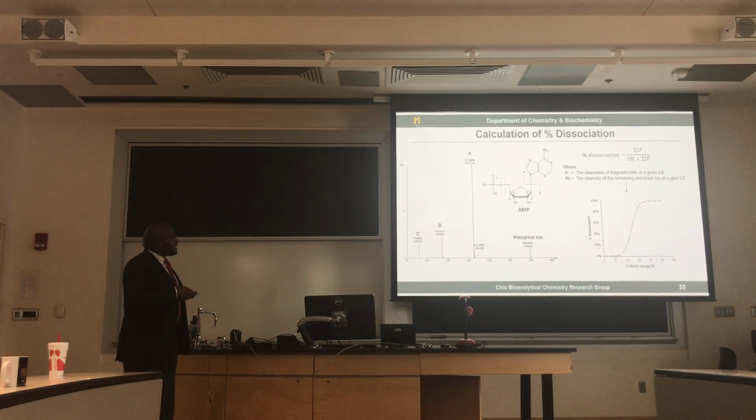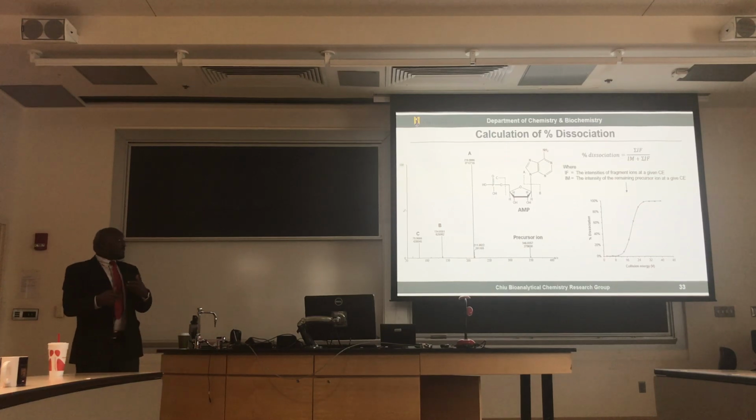So you increase your collision energy sequentially, and you generate this curve. This means that here the precursor ion intensity is still very high, and at this point the precursor ion has totally been depleted.